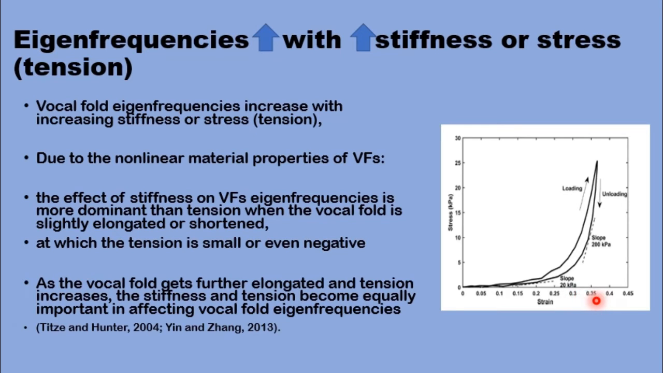This nonlinear property of the vocal fold material explains why, in the early parts of this curve, when the vocal folds are only slightly elongated, the stiffness of the vocal fold is more important than the tension applied. But in the later part of the curve, both the stiffness and the tension, or the stress, are equally important.